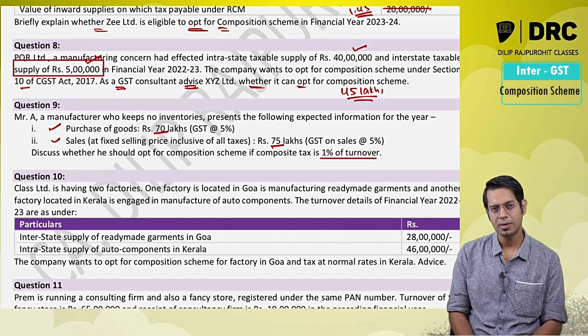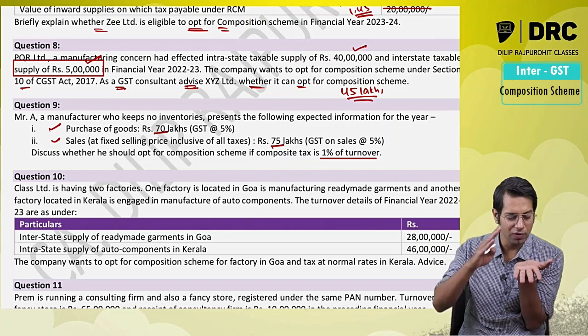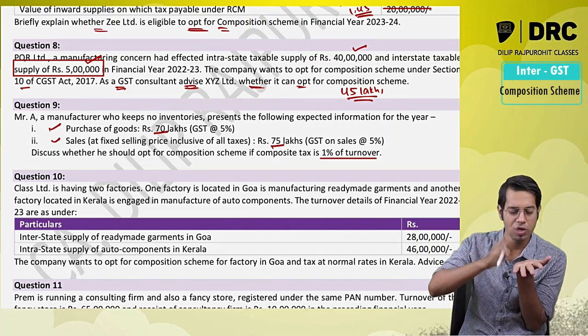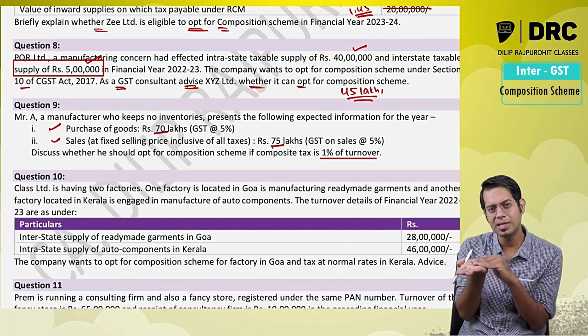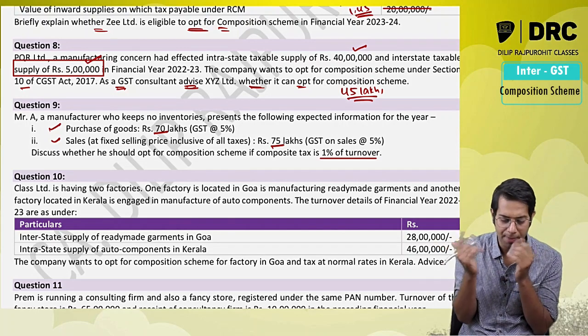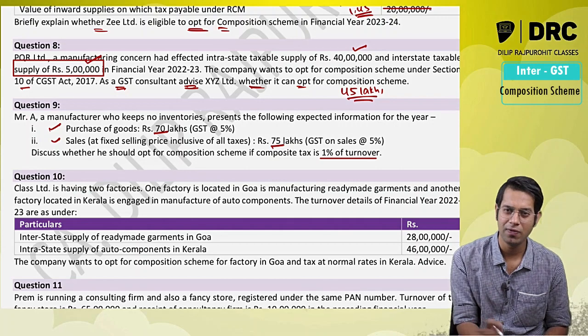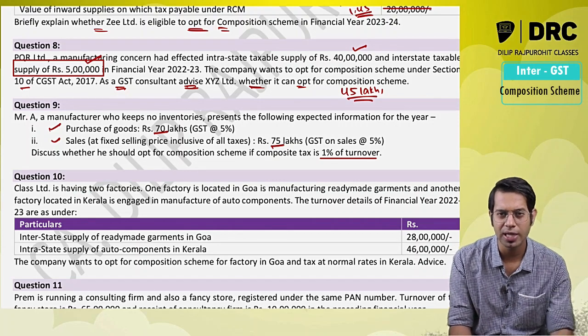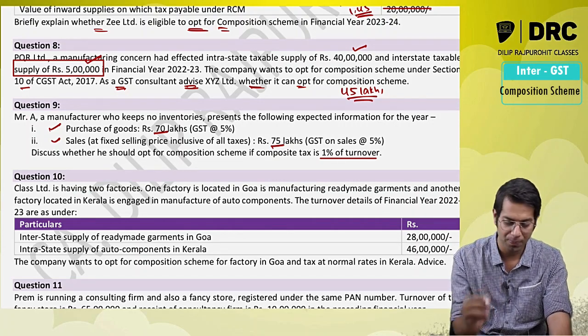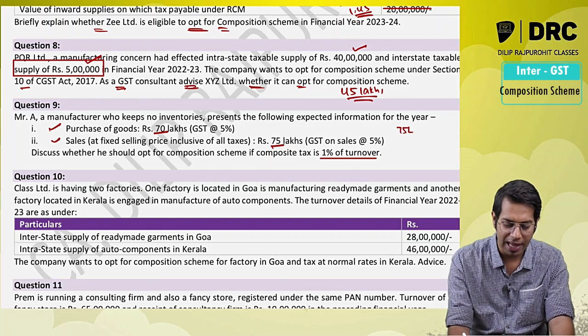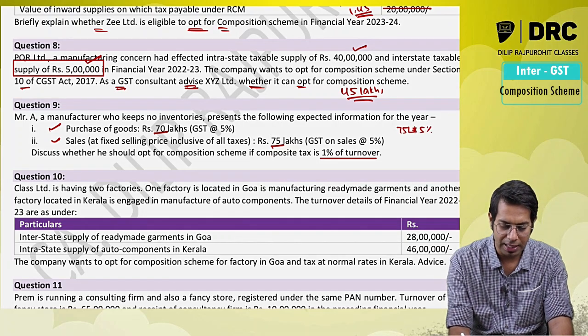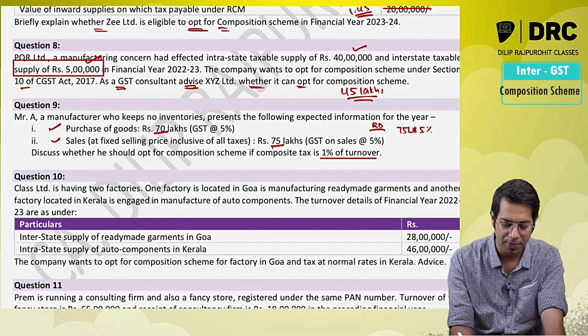How will I come to know that? You should compare what will be his cash outflow if he is a regular dealer and what will be his cash outflow if he is a composition dealer. Compare that and then decide. If he is a composition dealer, he cannot take input tax credit, but if he is a regular dealer, he can take input tax credit. So 75 lakhs into 5%. If he is a regular dealer, what will be his tax liability?